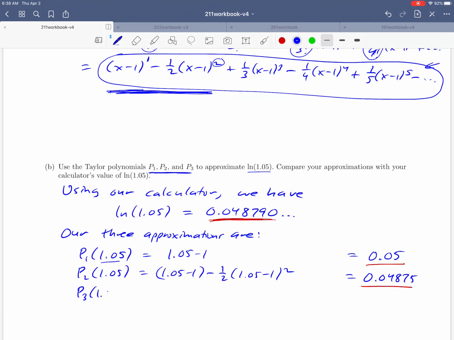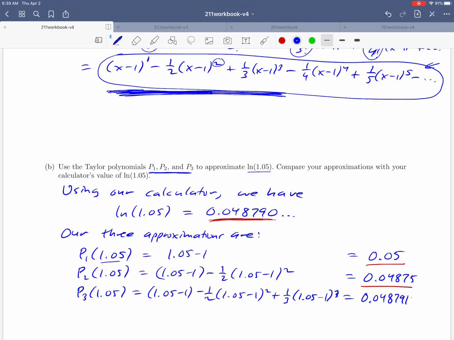Okay, and then finally P3. Same deal. This time we're going to go out in our series until we get to the third power. So we're going to take those first 3 terms that I underlined, substitute in 1.05 for all of the x's, and here's what we're going to get. Okay, and you can confirm this calculation as well. This time we're going to get 0.0487917.